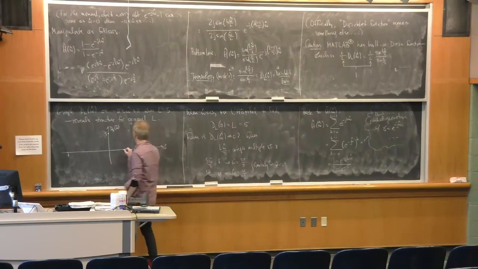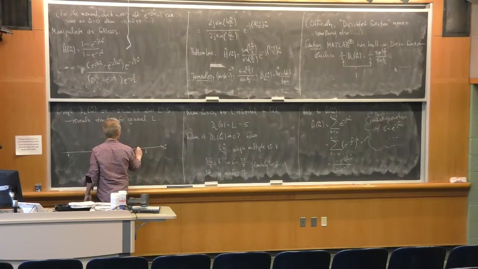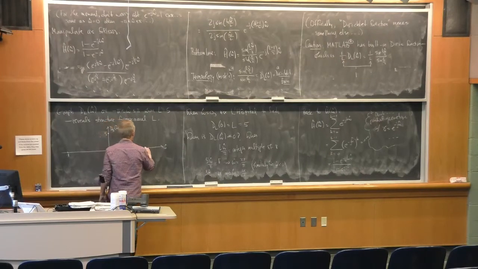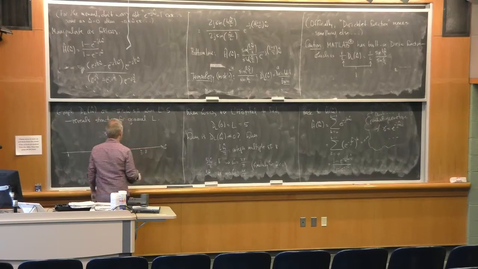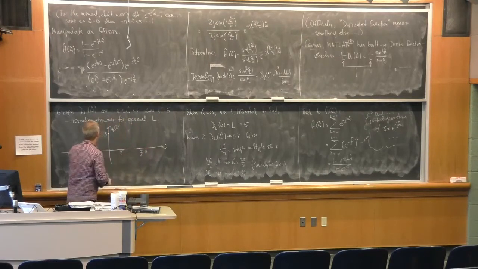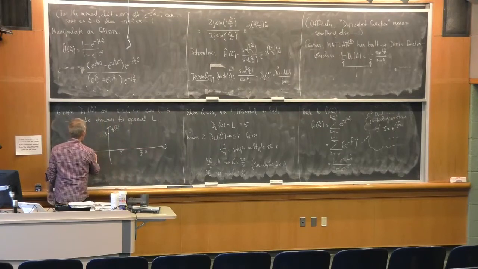So you have 2/5 pi, it's about here. You have 4/5 pi, it's about here. So it's more like here. This is 2 pi over 5. And this is 4 pi over 5. And then you have zero crossings over here to the left. Negative signs.